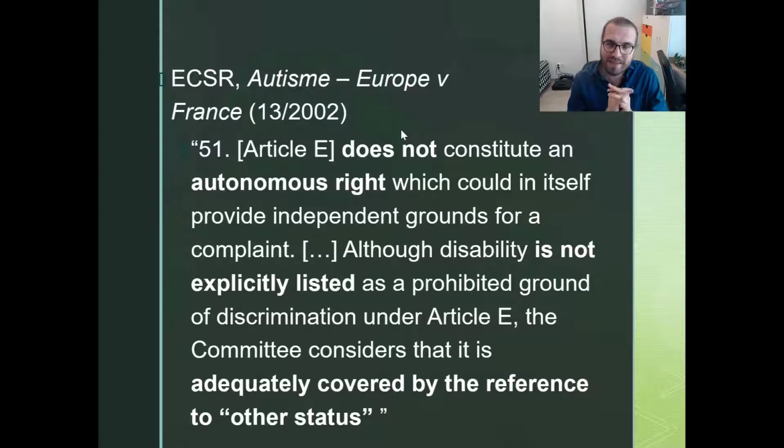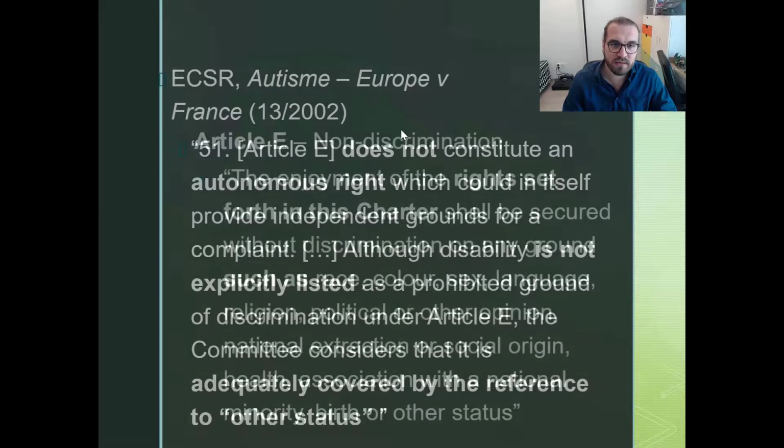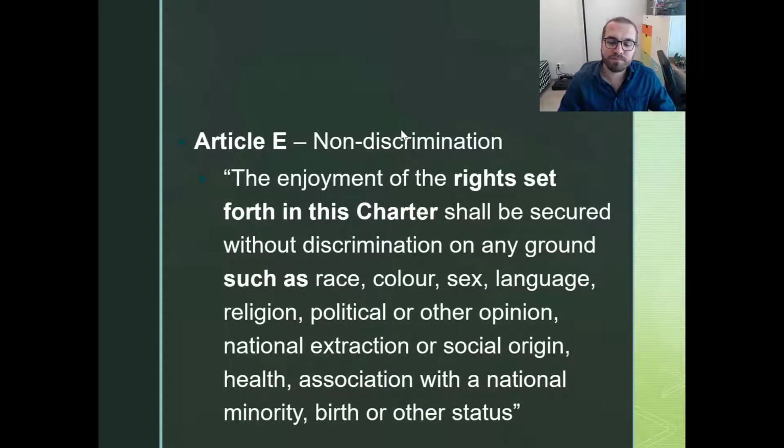Now, there has been a very important case, Autisme Europe against France, in front of the European Committee of Social Rights. It deals with education of children with autism. So it's, let's say, not in the scope of our course. But in this decision, the committee clarified a series of things about non-discrimination. First of all, that Article E is not autonomous, so you need to prove that there is another right of the Charter which is applicable, but also that the list of grounds listed in Article E is actually an open list.